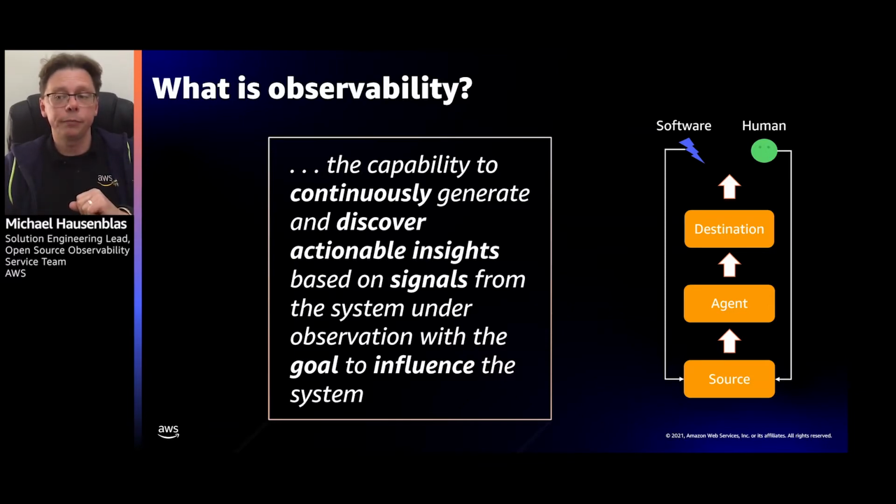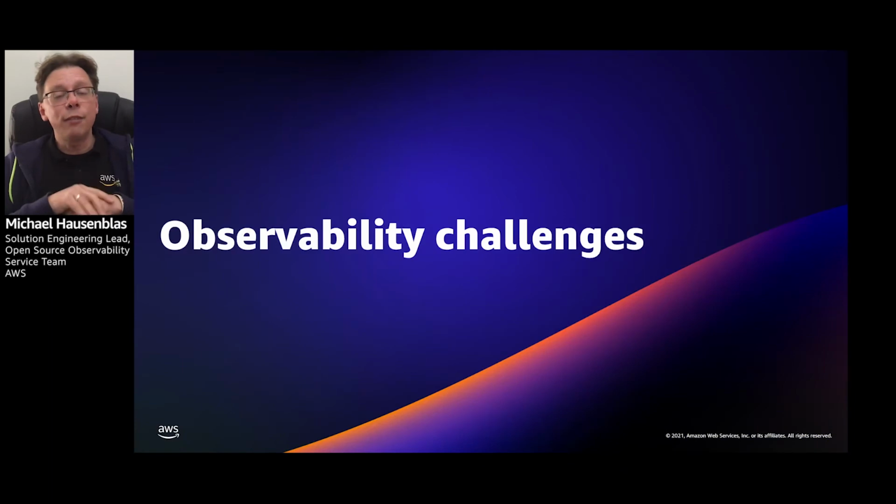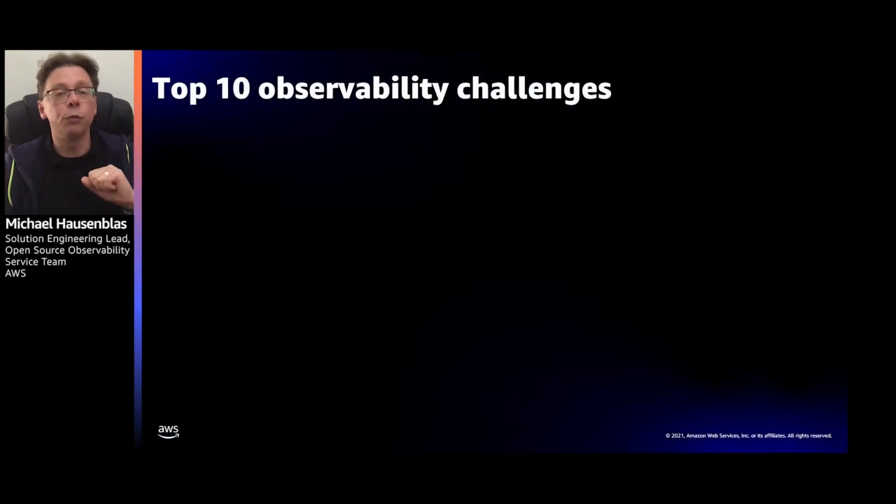So let's have a look at concrete challenges based on what we said so far, what we mean by observability, and what different roles like developers or SRE or DevOps or infrastructure operators may need to do in the context of cloud native services.